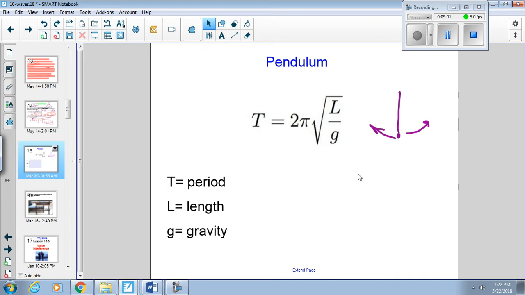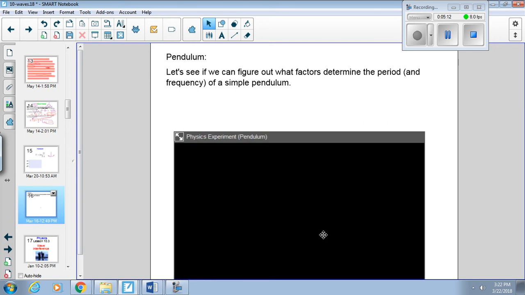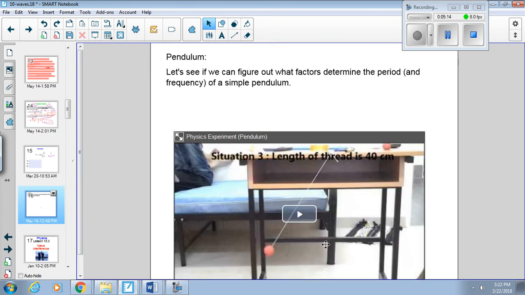So how long it takes is affected by the string, the length of it, how far it is to the ground, and gravity. Here is a whole video that I have for you about an experiment, but hopefully you did the experiment, so you don't need to watch this video.